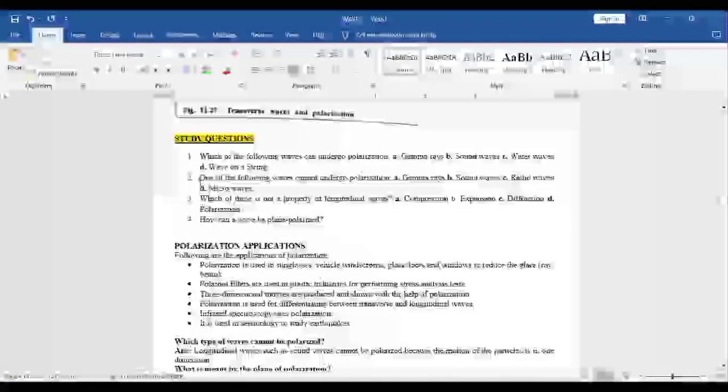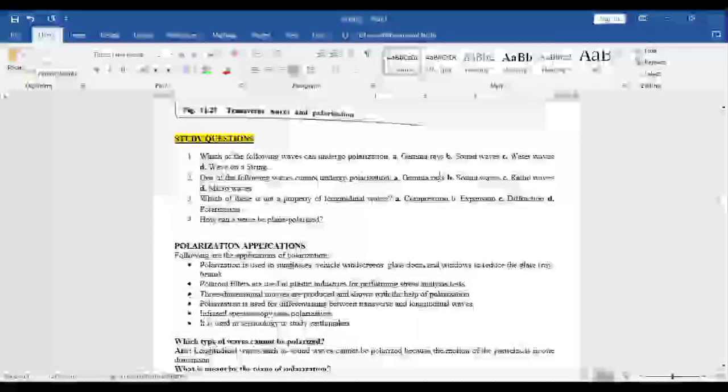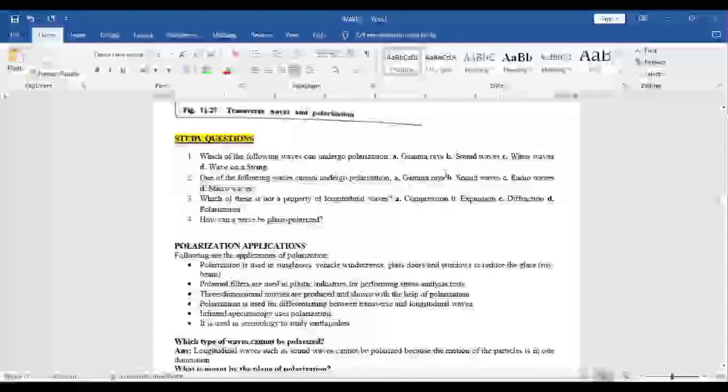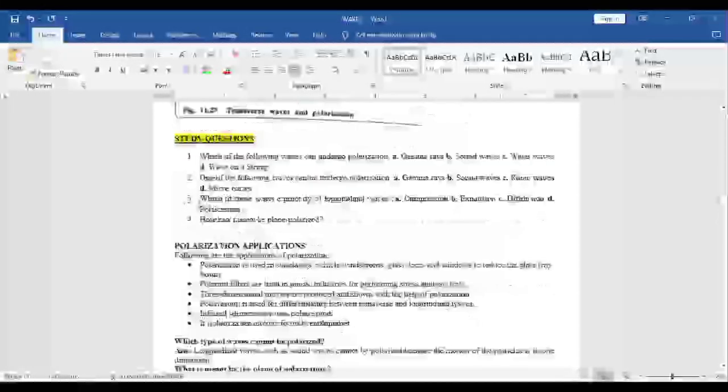This other one says, one of the following waves cannot undergo polarization: gamma rays, sound waves, radio waves, and microwaves. One of the following waves cannot undergo polarization. Okay, so sound wave is a longitudinal wave and as such would not undergo polarization. Okay, let's go to the third question here.